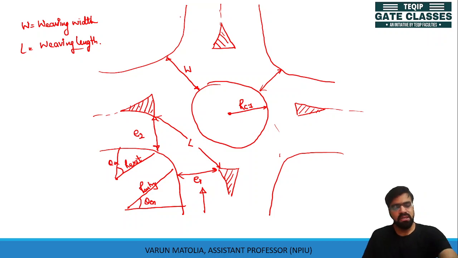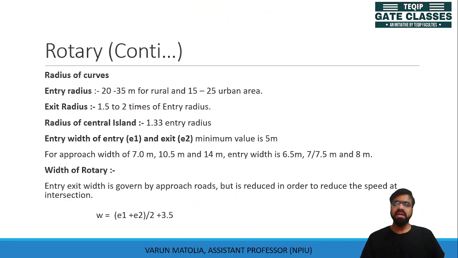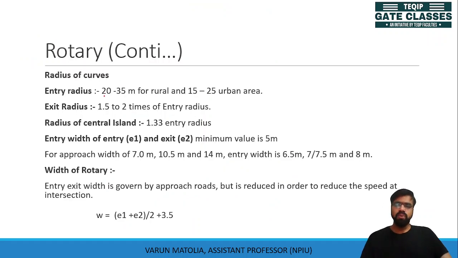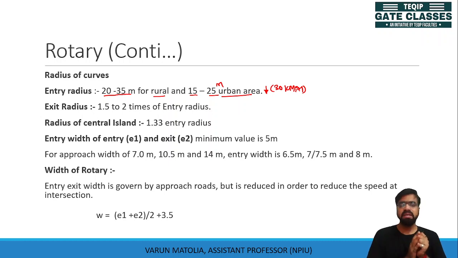Now let us see what are the different specifications of your rotary. The radius of curves. What curves? There are different curves. We have your central island, we have your entry radius, we have your exit radius. So entry radius is around 25 to 30 meters for rural areas and 15 to 25 meters for your urban areas. That's why the speed at urban areas is less, that is 30 kmph, because if radius is less, we will keep the traffic slow in order to keep it safe. So this is your entry radius.